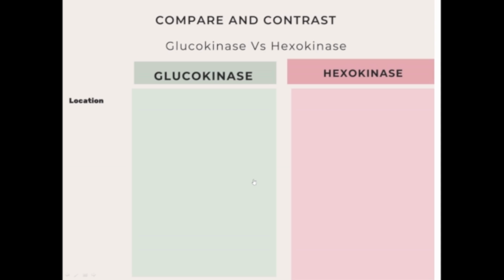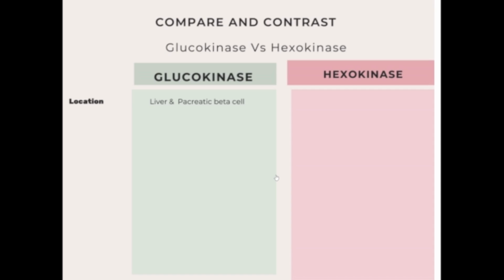In this video, we will discuss glucokinase versus hexokinase. As we know, glucokinase and hexokinase both mediate the same step, that is, they convert glucose to glucose 6-phosphate. So what is the difference between these two? The first difference is in the location.